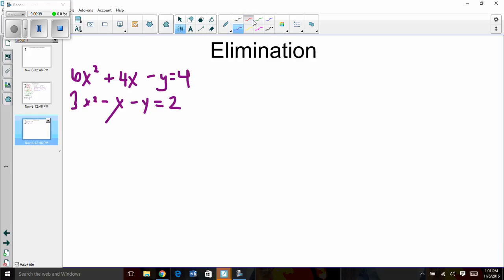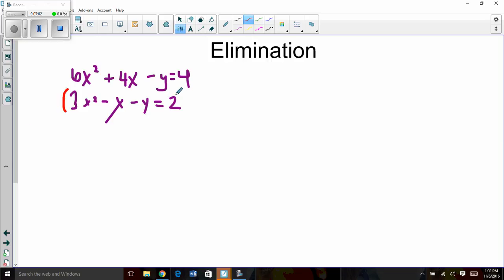So in order to do that, we need to make sure that we have two variables that can cancel out. Well, it looks like we have positive 4x and a negative x. That's not going to cancel out completely. We have a 6x squared and a 3x squared. That's not going to really cancel out easily. We do have a negative y and a negative y, but we want one to be positive if we want them to cancel out. So a way we can do this, and I did this in class the other day, is to multiply one equation by whatever you need to get to the opposite. So what this means is you have a negative y up here.